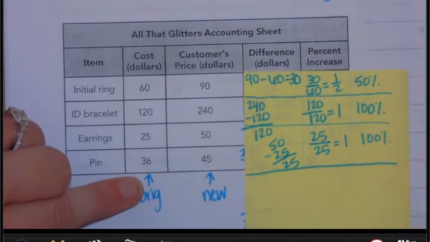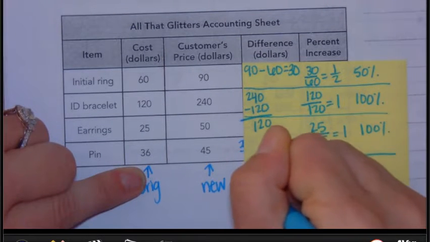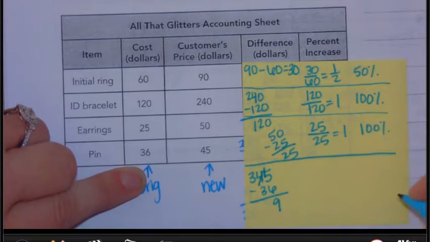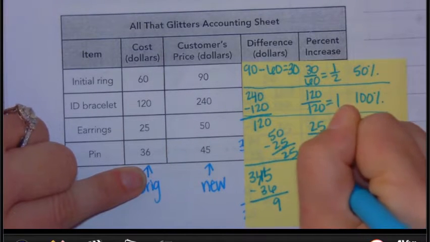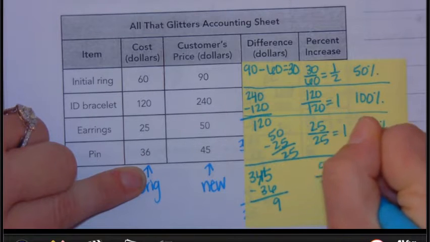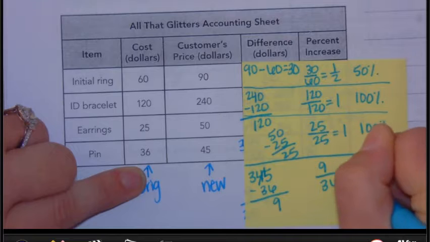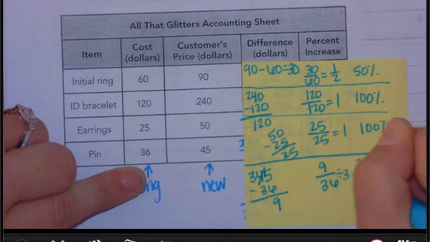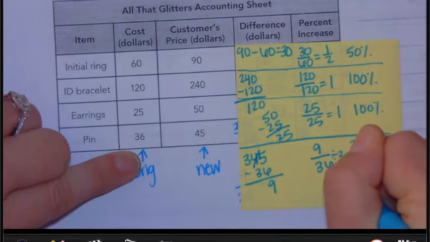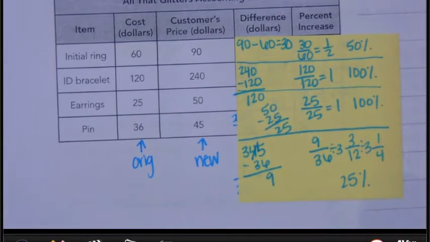Okay. And then my pin, 45 was the new price. Originally, they paid 36 for it. Okay. So there's a $9 difference. So I'm going to do 9 over 36. Well, that can be divided by 3. Okay. Well, 9 divided by 3 is 3. 36 divided by 3 is 12. That can be divided by 3 again to have 1 over 4. Well, 1/4 as a decimal is 0.25, or 25%. Okay, 25%.